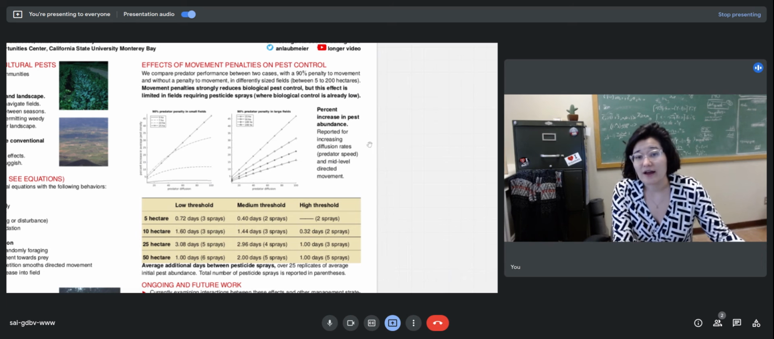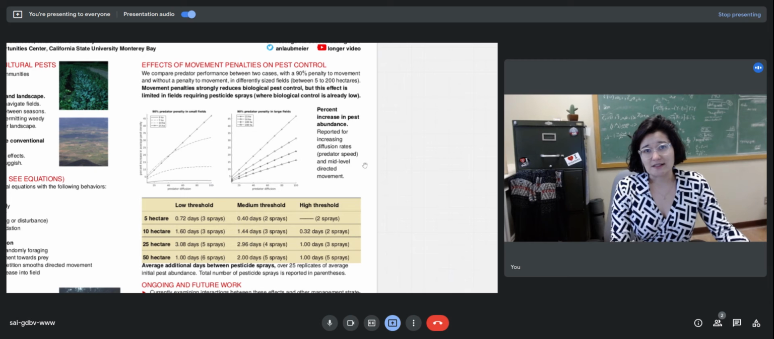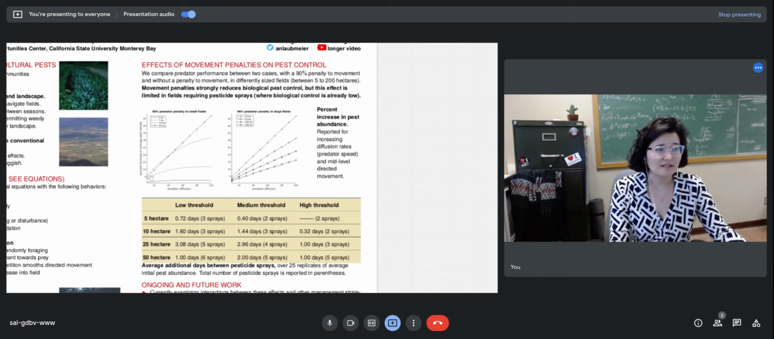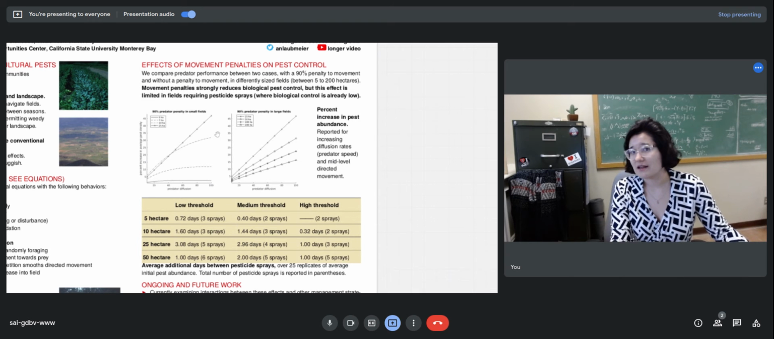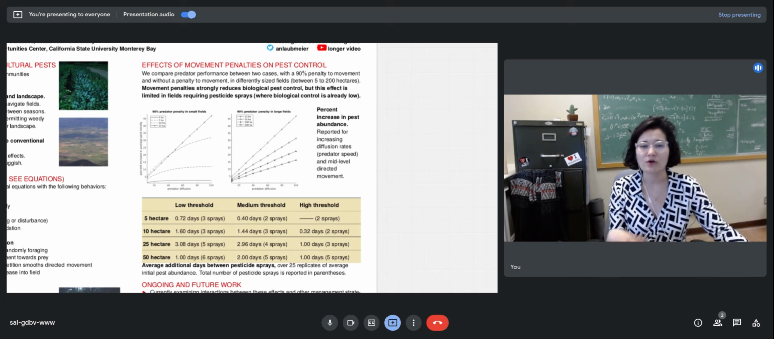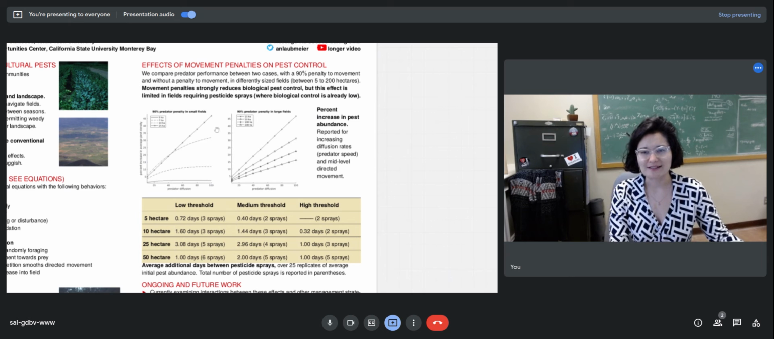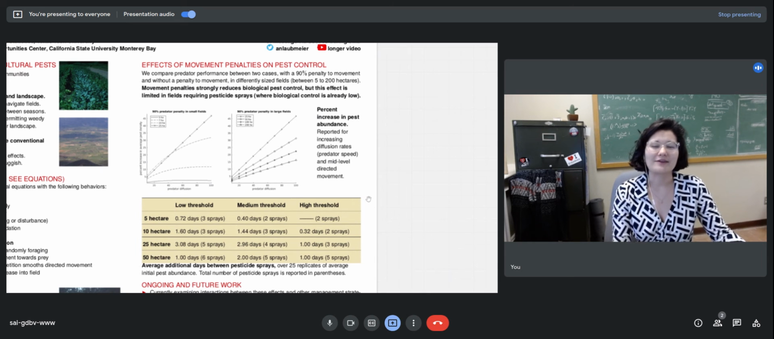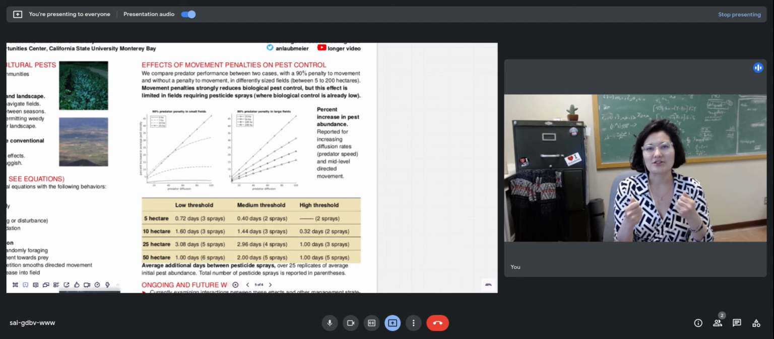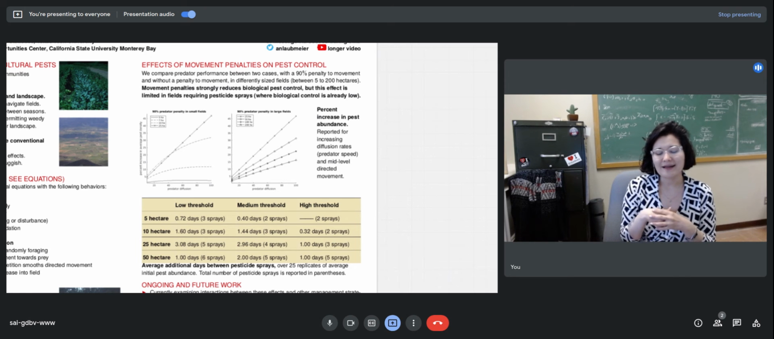And so the big takeaway there is that implementing a 90% penalty to predator movement parameters does reduce biological control. You can reach up to a 50% increase in pest abundance, or reduction in biological control, when you have these mobility penalties. But we didn't get the full result that I wanted to see. I wanted to see some sort of interaction between that and your conventional pesticide sprays.